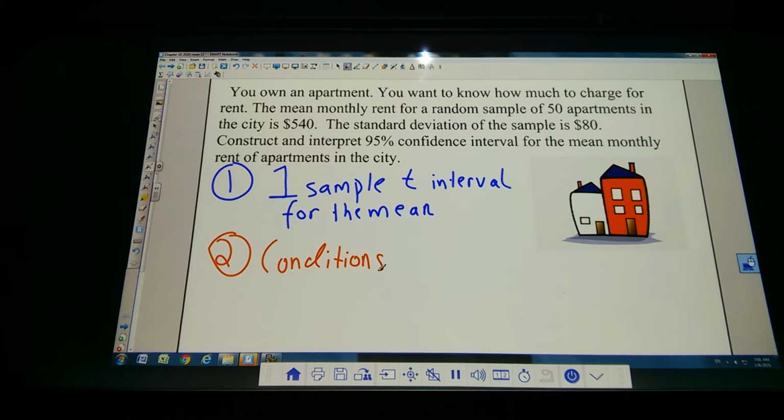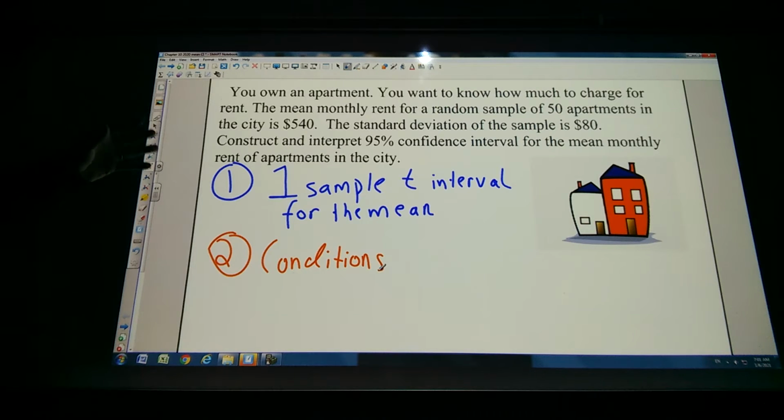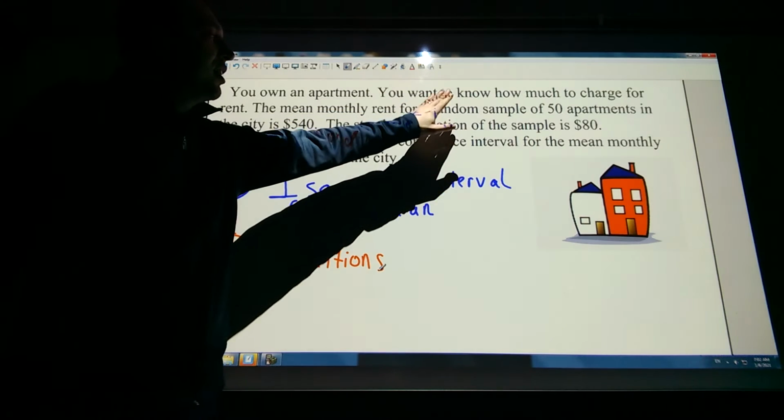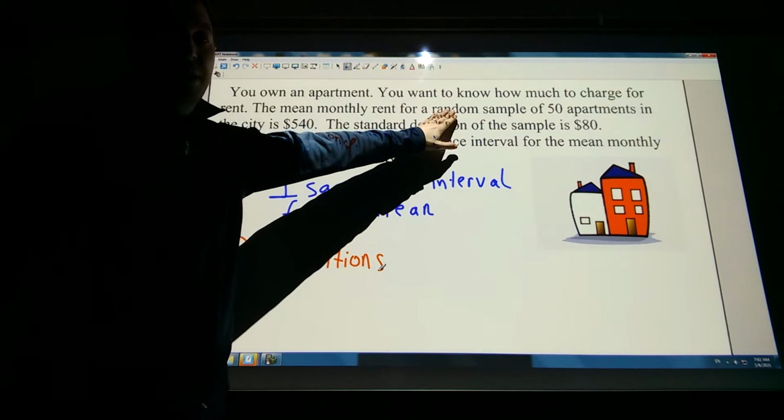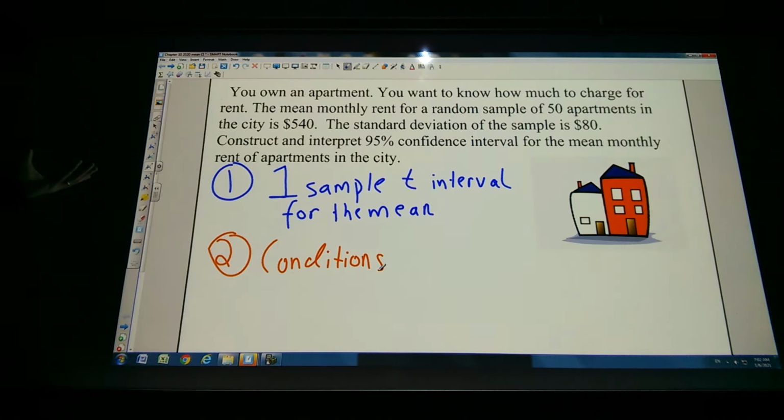Number one, where do we get this data from? Is it random? Is there any randomness in this problem? Yes, it comes from a random sample. That's huge in real life.